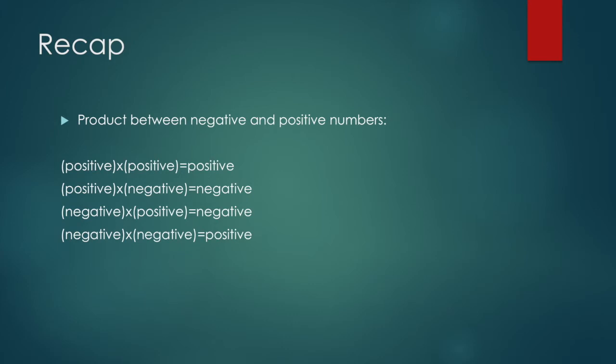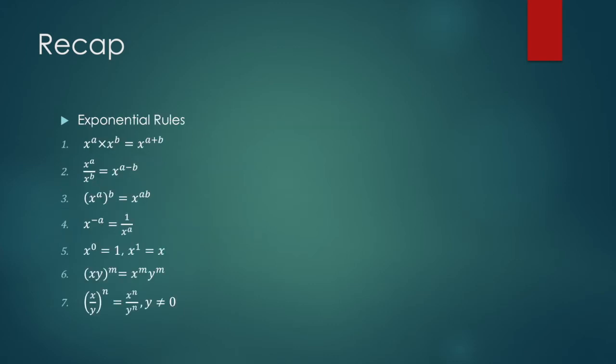So if two positive numbers are multiplied by each other, you also get a positive number. If a positive number is multiplied by a negative number, you get a negative number. Similarly, if a negative number is multiplied by a positive number, you again get a negative number. And the final rule here is that if a negative number is multiplied by another negative number, then the result is positive. The second bit of recap comes under the exponential rules.